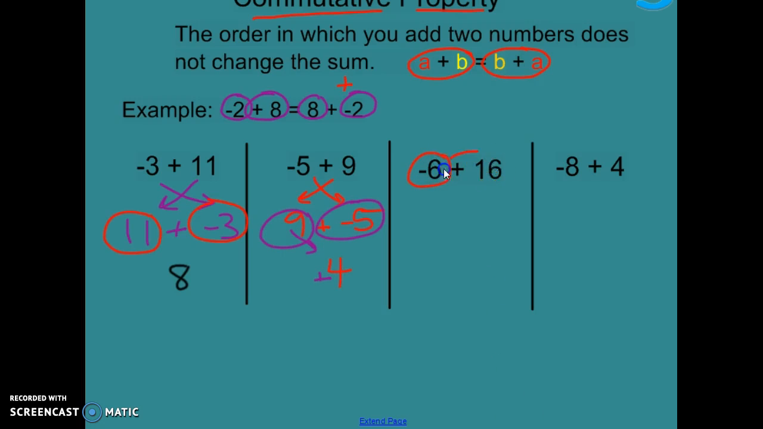This one I'm just going to do like we've been doing. Different sign, subtract. 16 minus 6 is just 10. And then there's more positives, so it's a positive 10. And then last, we have a negative and a positive. Again, different sign, subtract. 8 minus 4 is 4. But there's more negatives, so it's a negative 4. If you need to stop the video at any time, please feel free and check your work.